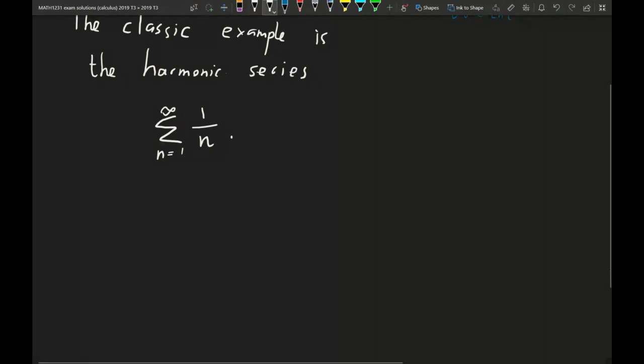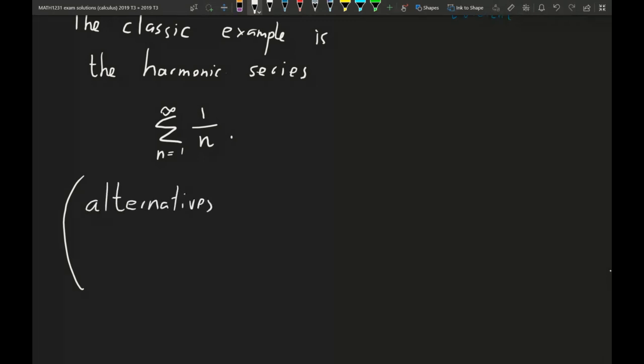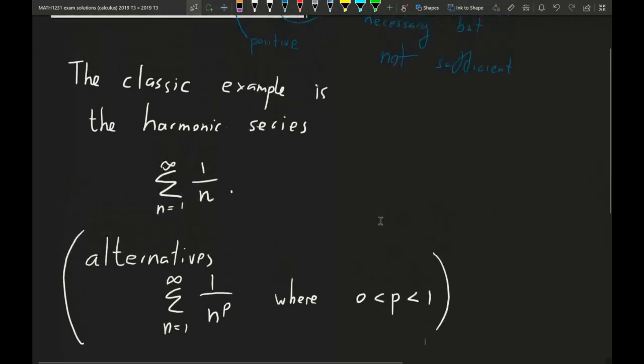So let's just say some alternatives. You could have the sum from n equals 1 to infinity of 1 over n to the p, where p is between 0 and 1, a divergent p series. So those are good examples, but the harmonic series, that's what I expected people to remember when they look at this question.